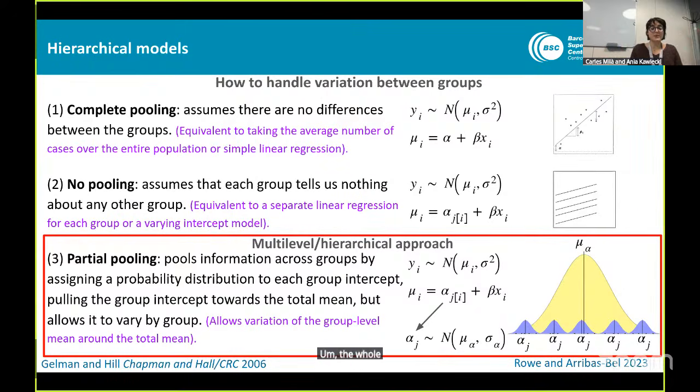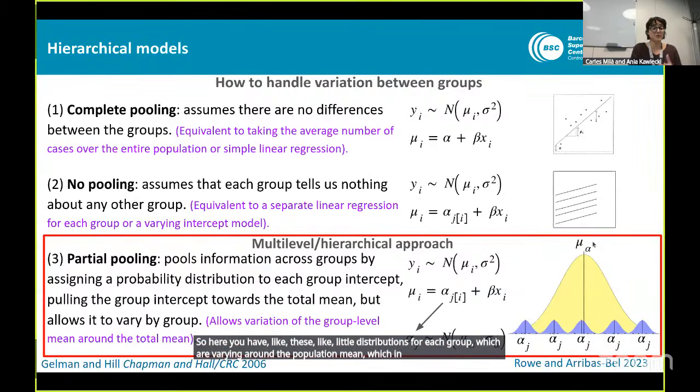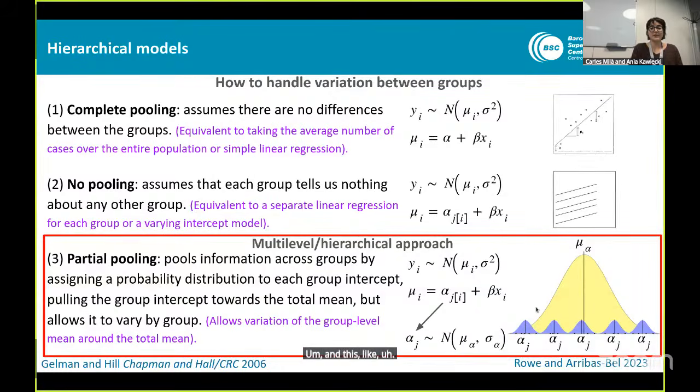So in this case, we're saying, okay, we're allowing the intercept for each group to vary around the population mean. So here you have these little distributions for each group, which are varying around the population mean, which in this case would be mu alpha. And this variance alpha is just the entire variance around which these group means can vary.